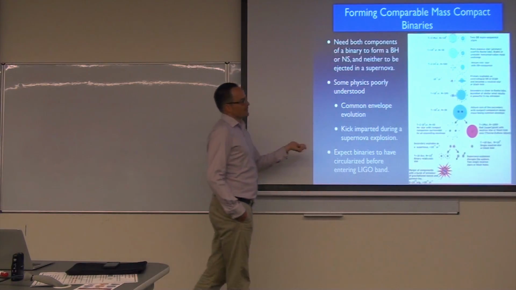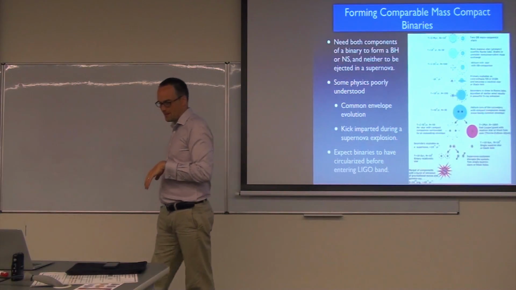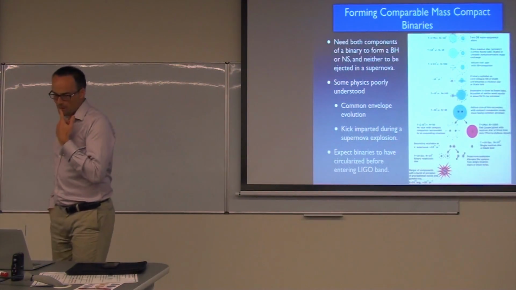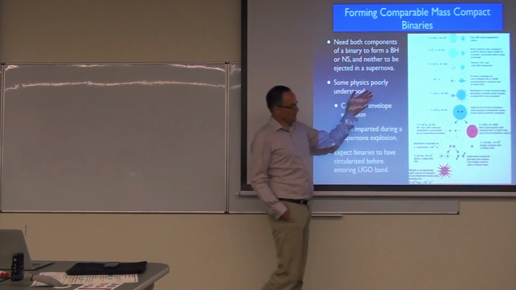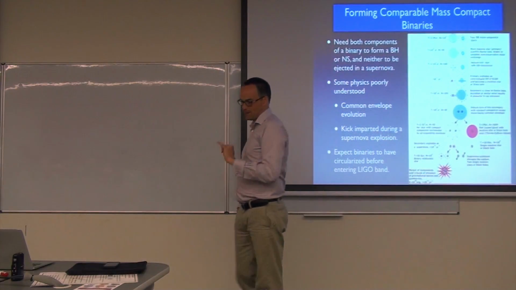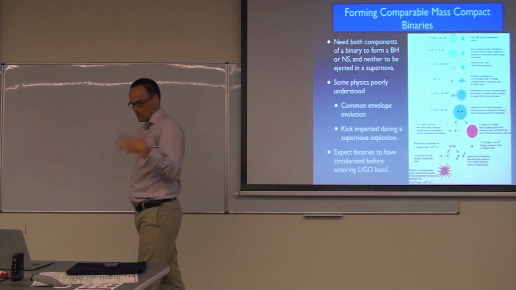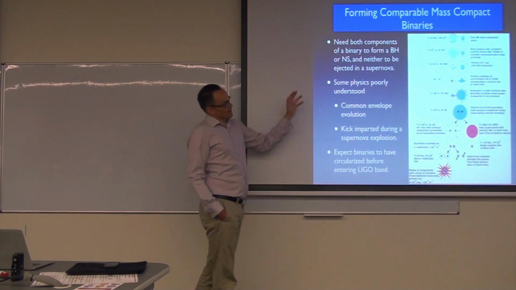Okay? Now, having objects in binaries is easy. 70% of stars are in binaries, so that's not a problem. But there are a number of constraints on the systems if you're going to end up with a binary at the end that is bound and can therefore merge under gravitational wave emission within a Hubble time.